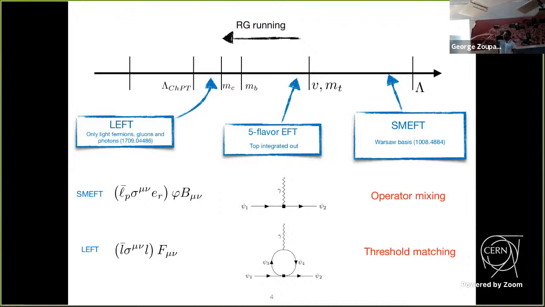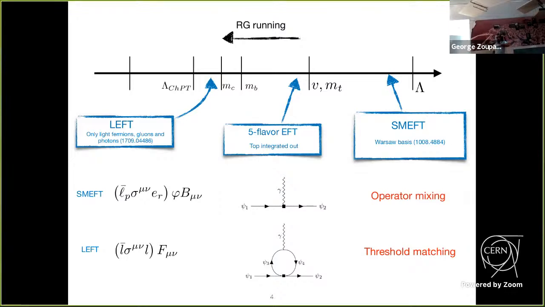That is, once we get to the threshold, we have to match the coefficients in one basis with the coefficients in the other basis. What can happen, for example, if you think about the top quark, is that the top loop will be present on this side, but will not be present on this other side. So the top loop contribution will appear in the matching between the two bases.